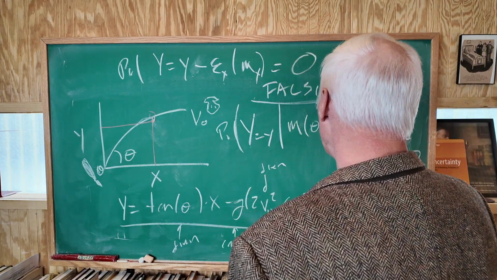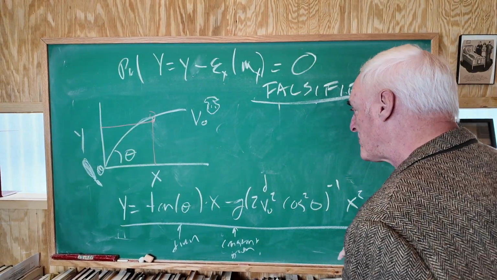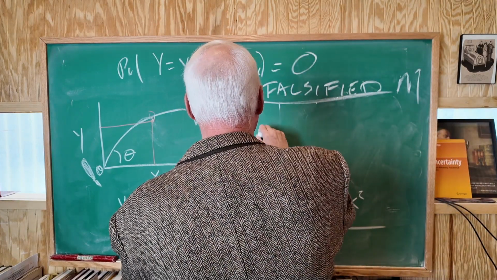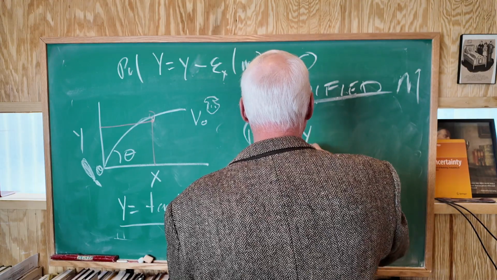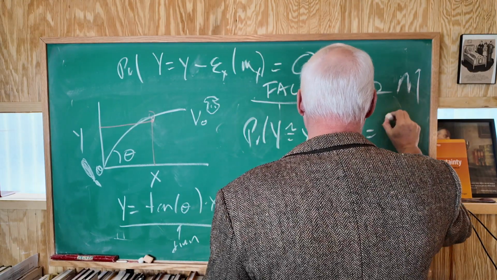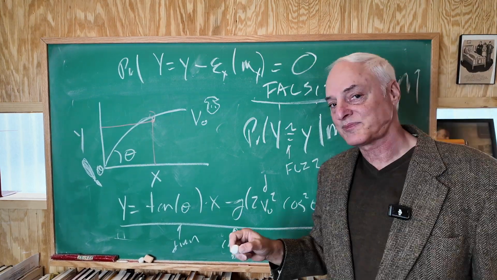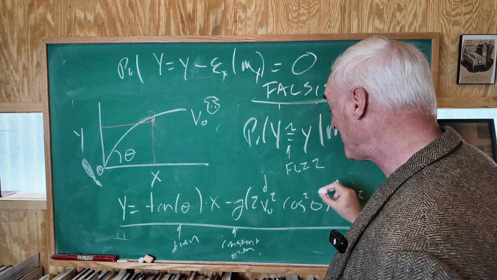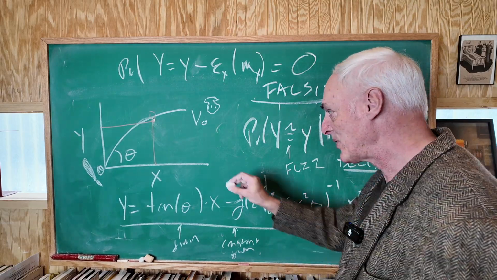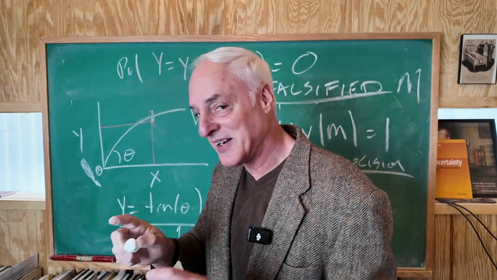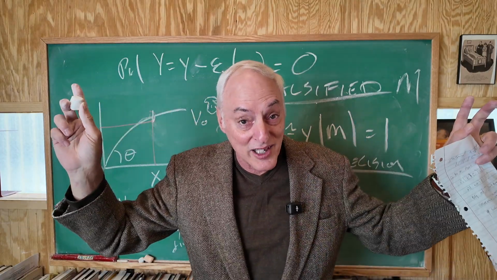And what we're really going to allow is we're going to say the probability of y is about equal to y. We're going to allow some fuzz. This is fuzz. And the fuzz depends on the decisions we're going to make based on it. In other words, we're not going to say we're going to be exactly at y. We're going to be at y plus or minus a little bit. It's close enough, right?